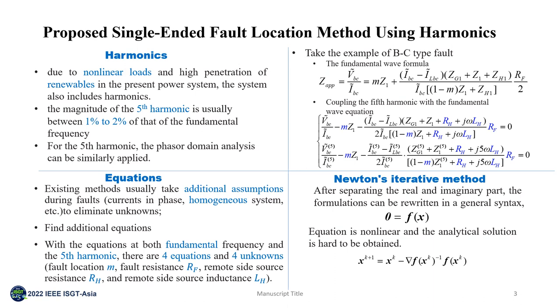Fortunately, due to nonlinear loads and high penetration of renewables in the present power system, the system also includes harmonics. For example, the magnitude of the fifth harmonic is usually between 1% to 2% of that of the fundamental frequency. Therefore, this paper utilizes the fifth harmonic as an example to augment the number of equations. Note that the principle is similar for other harmonics. With the equations at both the fundamental frequency and the fifth harmonic, there are four equations and four unknowns.